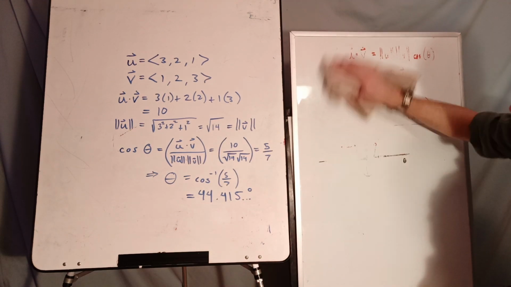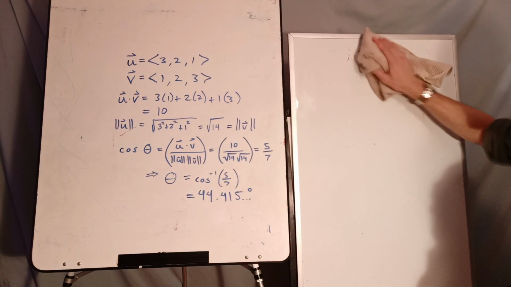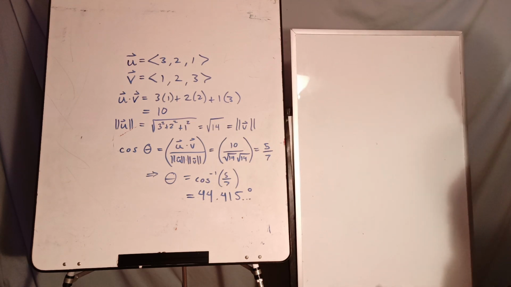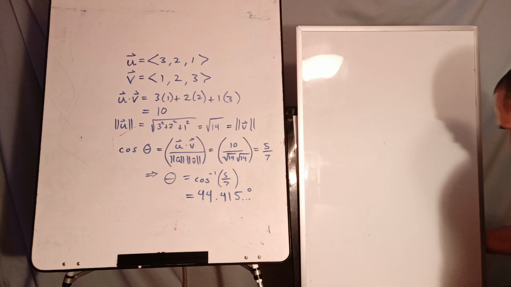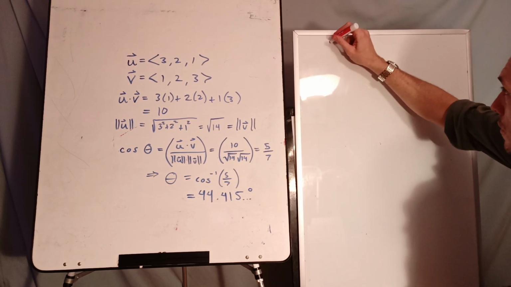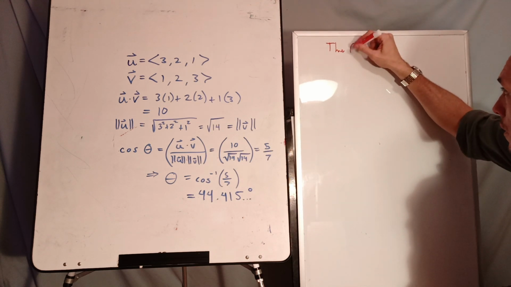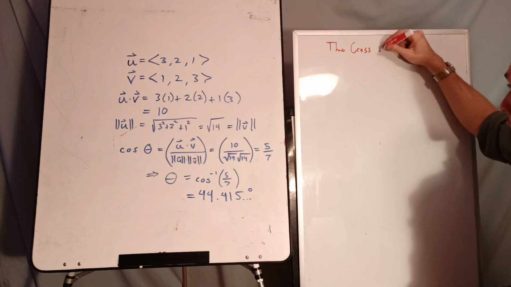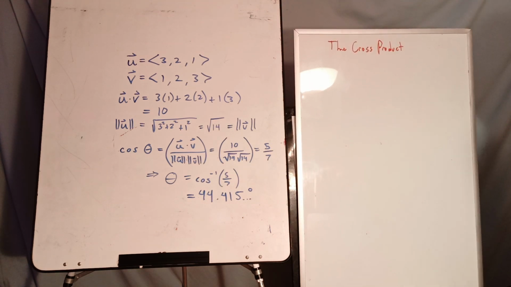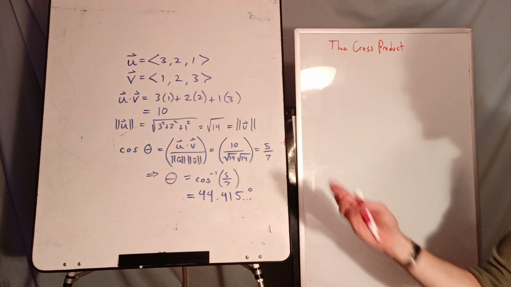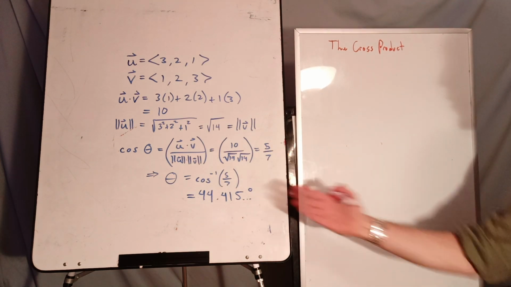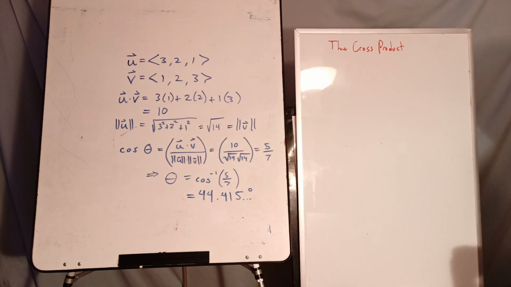All right, moving right along, let's talk about the next kind of product between two vectors in R3, which is going to be the cross product. Now, the cross product is going to be very different than the dot product. The cross product is going to take in two vectors and give you another vector instead of giving you a number like the dot product does.